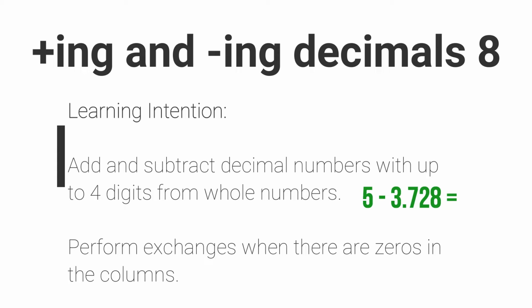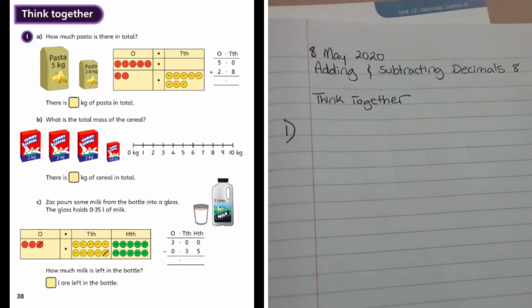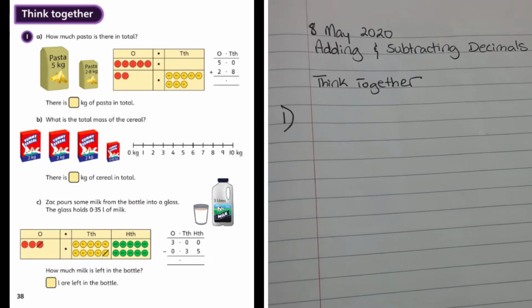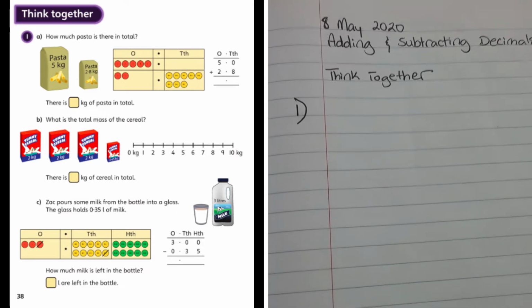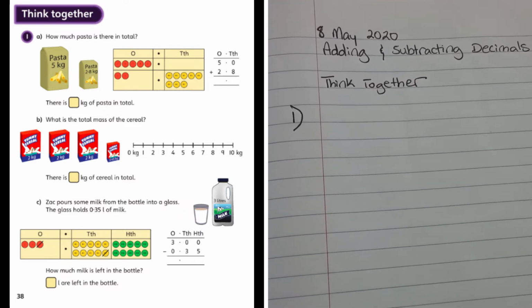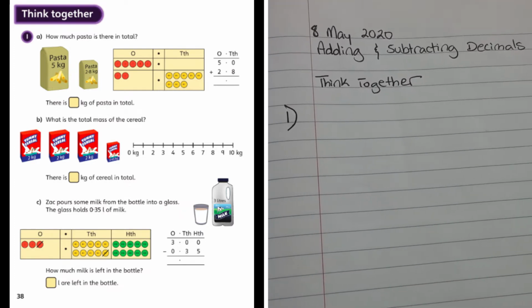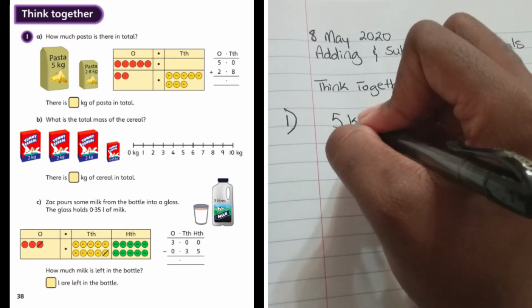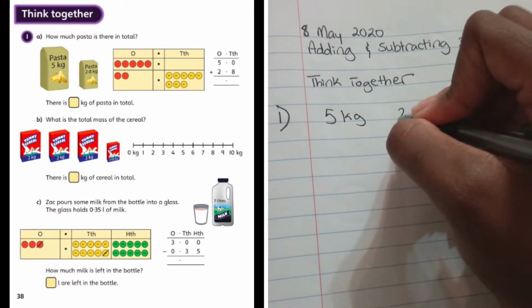Okay, let's look at the Think Together portion from the textbook. I'll show it to you on the screen. All right, so I've set up my book and I'm starting at the Think Together portion today, question 1. So you should be seeing that on the left-hand side of your screen. It says there, how much pasta is there in total? And it shows me 2 bags of pasta. One is 5 kilograms and the other one is 2.8 kilograms.